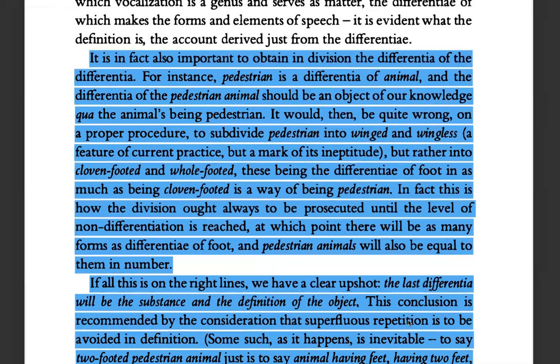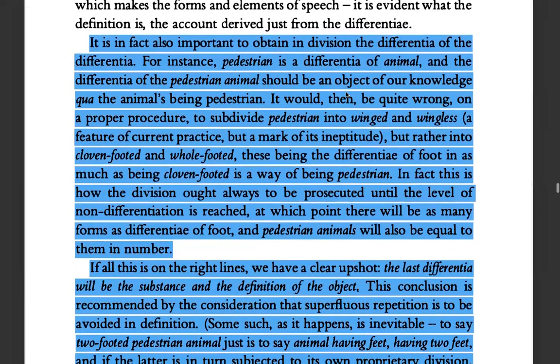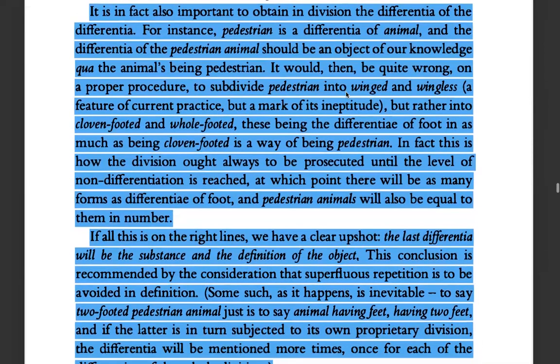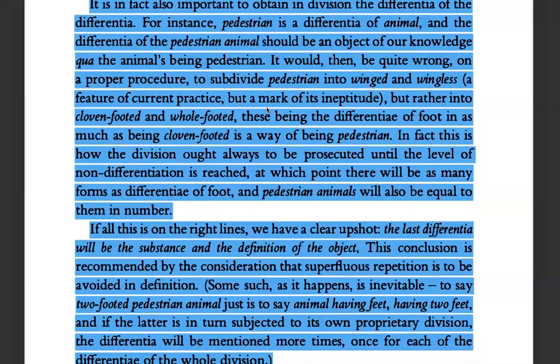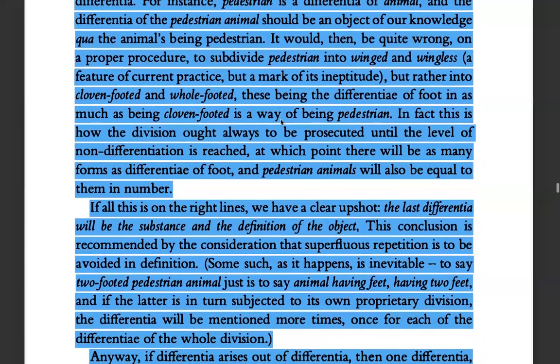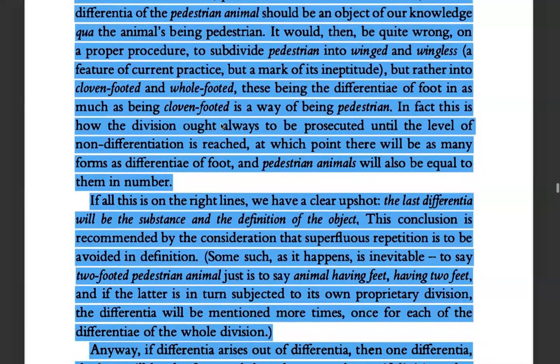It is in fact also important to obtain in division the differentia of the differentia. For instance, pedestrian is a differentia of animal, and the differentia of the pedestrian animal should be an object of our knowledge, qua the animal's being pedestrian. It would then be quite wrong on a proper procedure to subdivide pedestrian into winged and wingless, a feature of current practice but a mark of its ineptitude, but rather into cloven-footed and whole-footed, these being the differentiae of foot, as much as being cloven-footed is a way of being pedestrian.